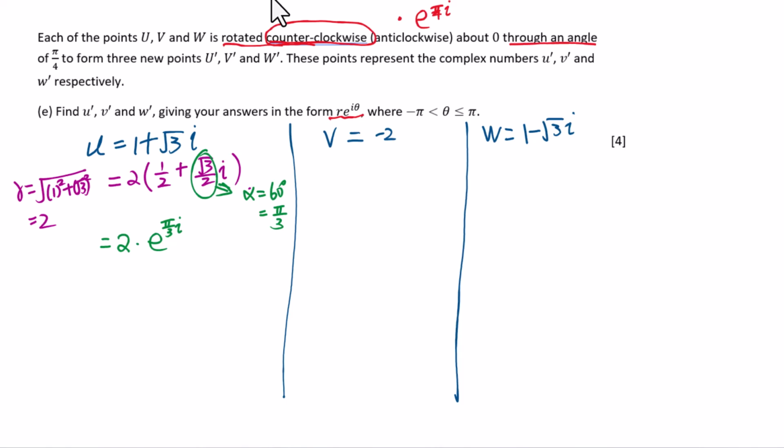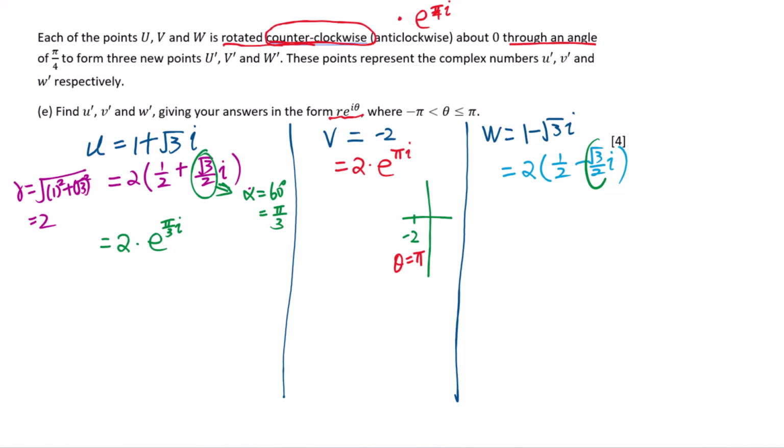v equals negative 2. Go to Argand diagram. Negative 2 is here. Argument theta equals pi. So we get 2 times e to the power of pi i. For this w, we get 2 times 1 over 2 minus the square root of 3 over 2 i.